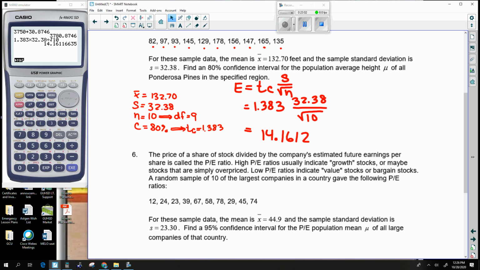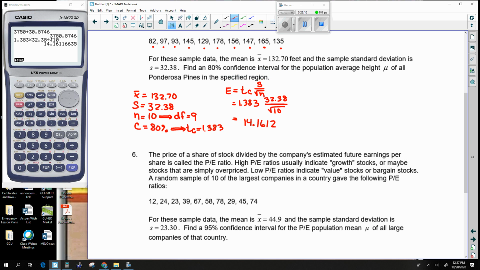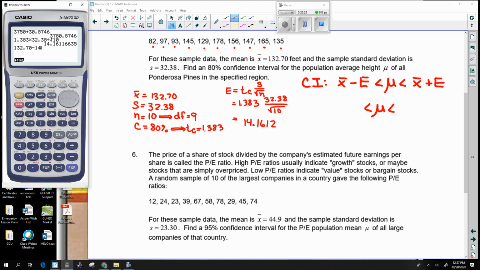Right, so we have our error. And then our confidence interval is X bar minus E. Again, this is about averages. So X bar minus E, then X bar plus E.